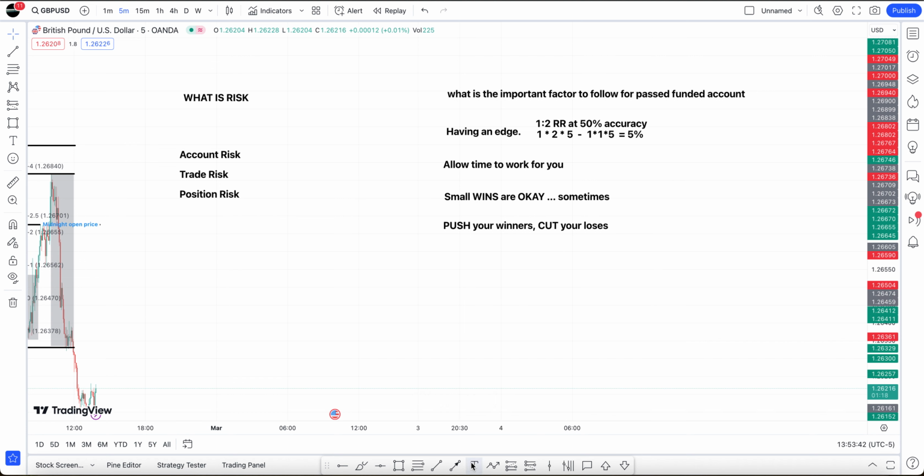Let me actually do this. So 2 to 1 was the initial position. After getting 1 to 1, add 1% risk as a new position.